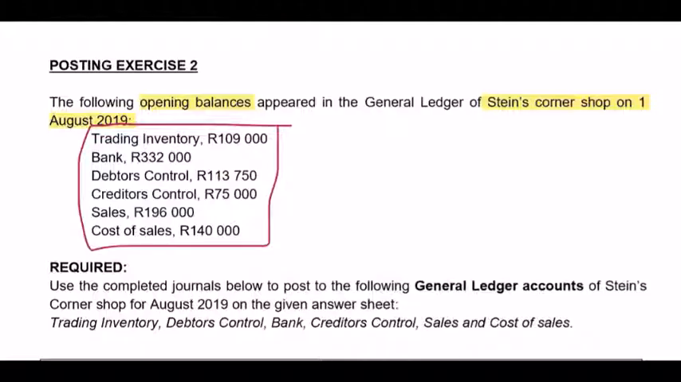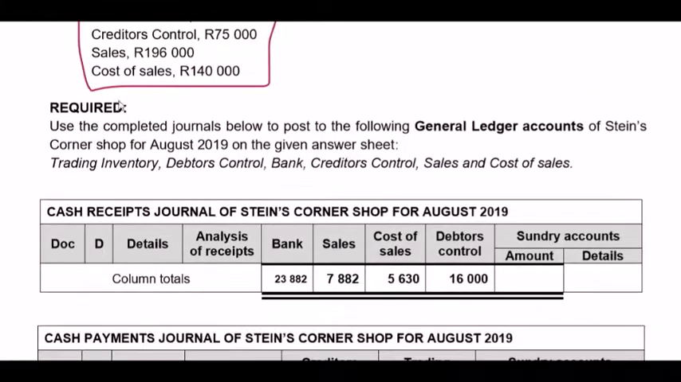Where did I get these values? Here. They are given to you. Opening balances on the 1st of August. Okay. Now, if we read further, it says you are required to use the completed journals to post the following general ledger accounts of Stein's Corner Shop for August 2019. Okay, and the accounts that you need to post to are once again given to you.